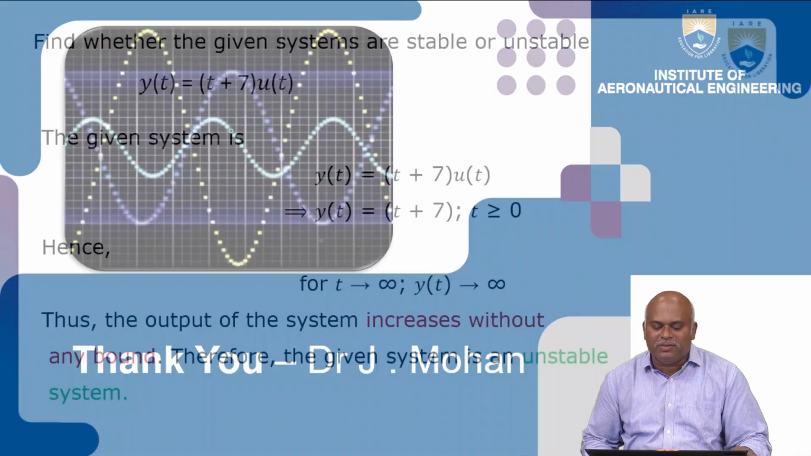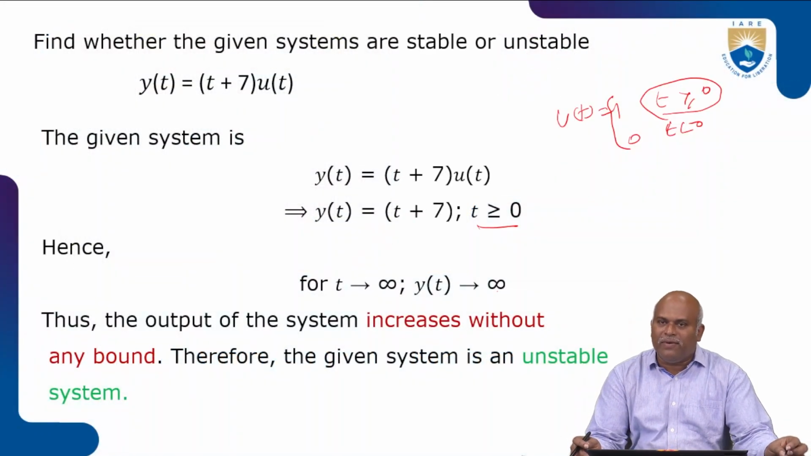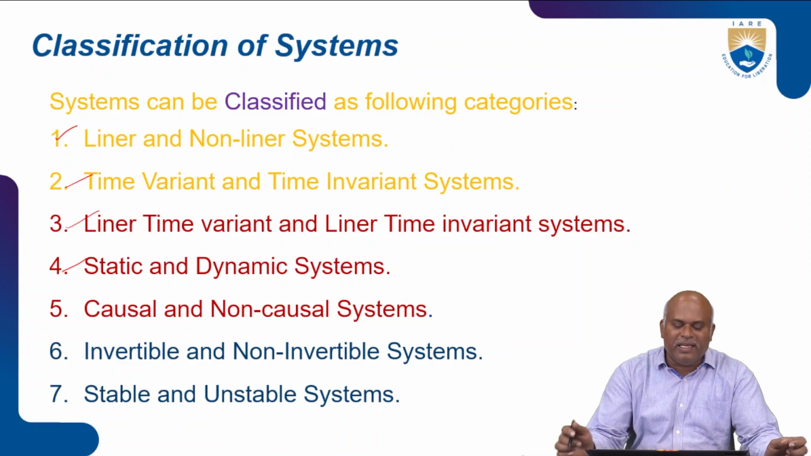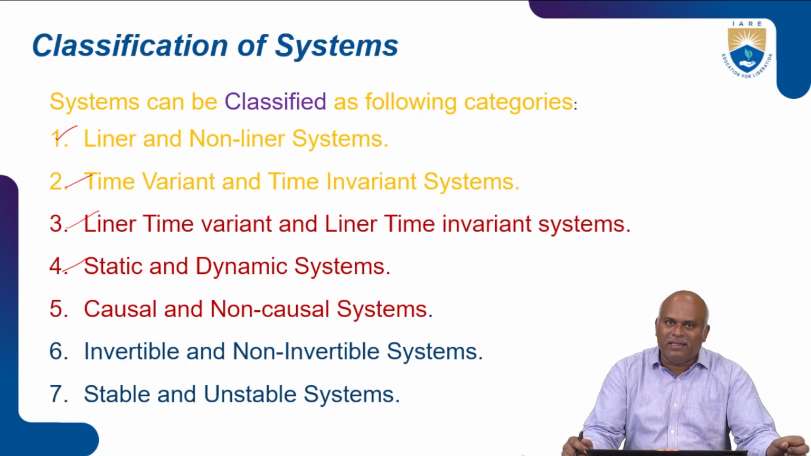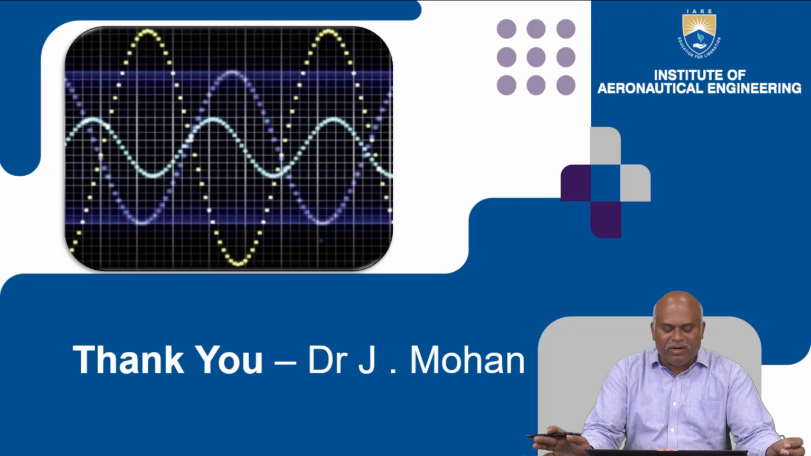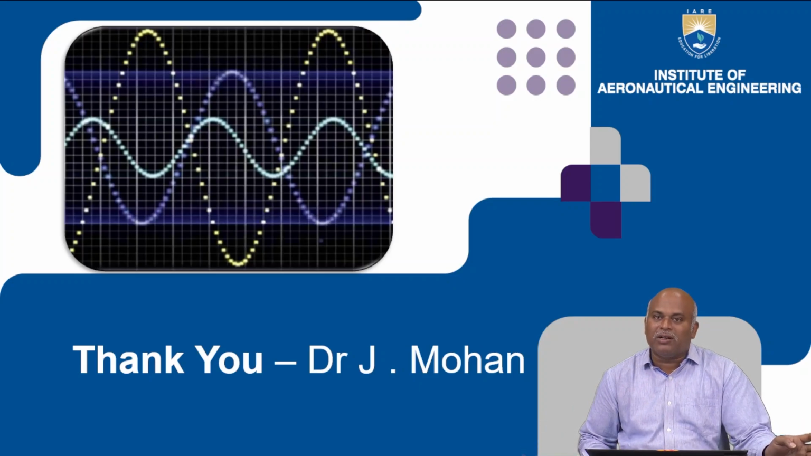Next case. Up to this much I am going to conclude the system responses. I covered the entire 7 systems. What are the systems we studied? We studied linear and non-linear systems, time variant and time invariant systems, then linear time variant and linear time invariant systems, static and dynamic systems, causal and non-causal systems, invertible and non-invertible systems, stable and unstable systems. Up to this much, I am going to conclude this section.